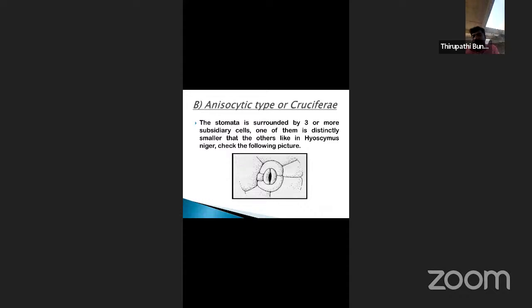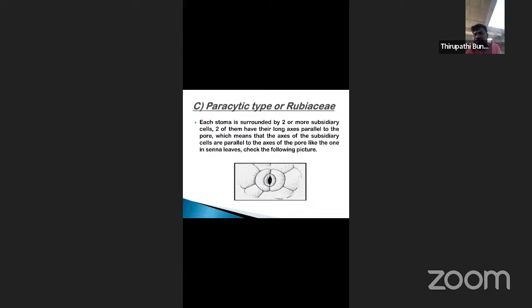Next, paracytic stomata: stomata with two subsidiary cells arranged in parallel, with conjoint walls at the pole.